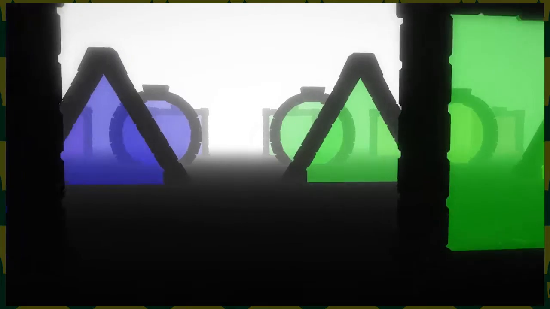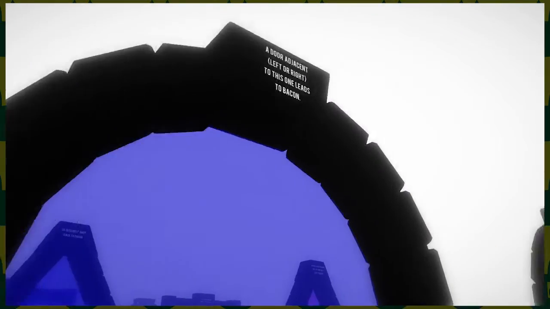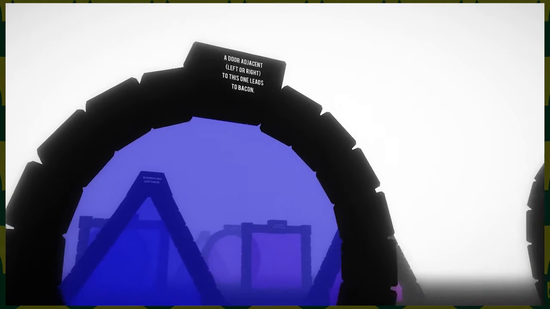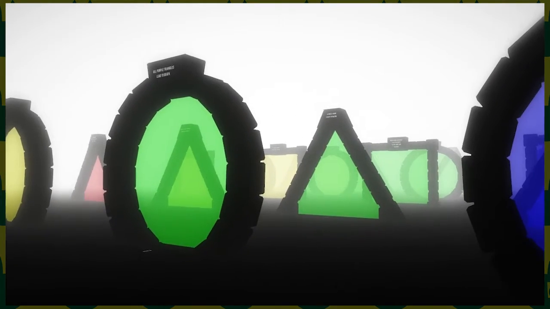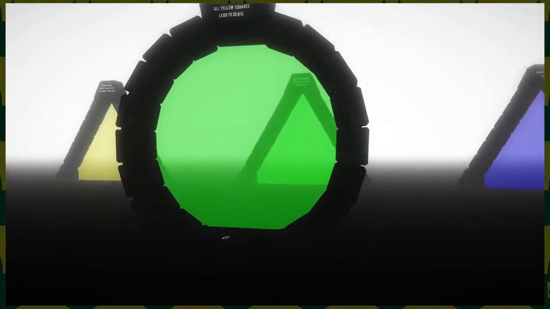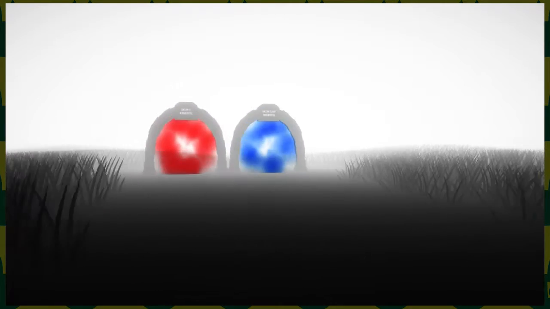Okay. Look, I'm just saying, maybe one of these doors adjacent to this one leads to Bacon. It must be this one. Because these doors are lying. So this door must be telling the truth. Must be the correct door. Oh my god, I can't believe I solved that. Nice. Wow. Wow, impressive. Wow, I am very impressed with myself. Good job, me. Two doors. Look at that.